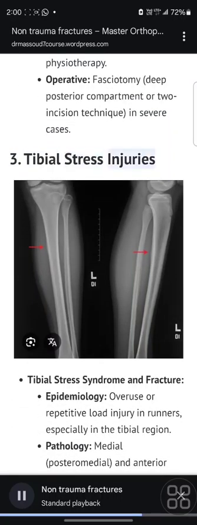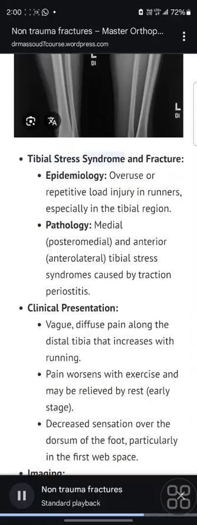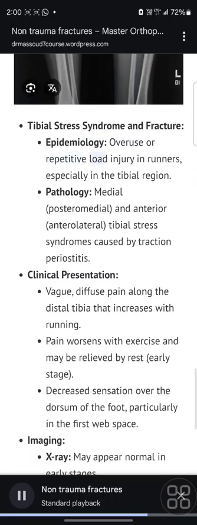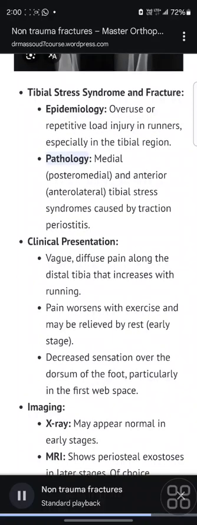3. Tibial stress injuries. Tibial stress syndrome and fracture. Epidemiology. Overuse or repetitive load injury in runners, especially in the tibial region. Pathology. Medial, posteromedial, and anterior, anterolateral tibial stress syndromes caused by traction periostitis.